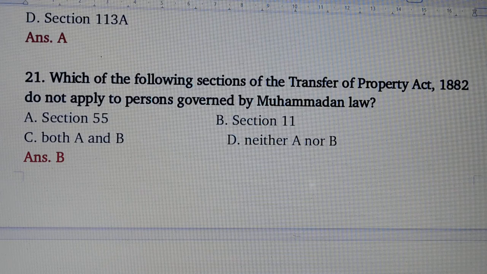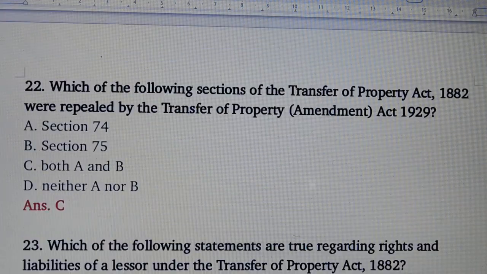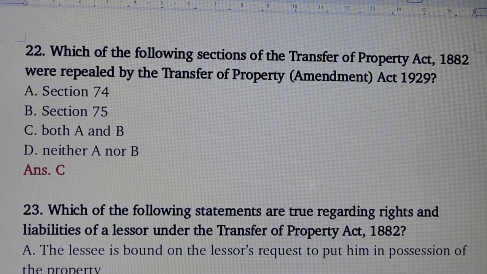Question number 21. Which of the following sections of the Transfer of Property Act do not apply to persons governed by Mohammedan law? Answer is option number B. Section 11. Question number 22. Which of the following section of the Transfer of Property Act were repealed by the Transfer of Property Amendment Act 1929? Answer is option number C. Both A and B, means option A section 74, option B section 75.